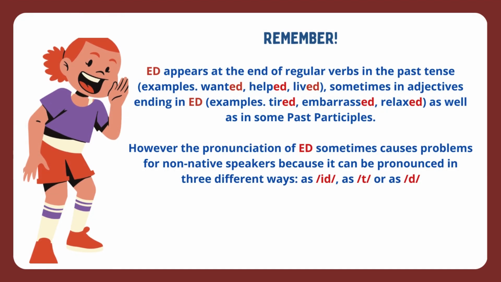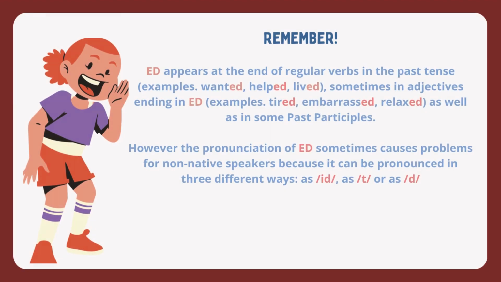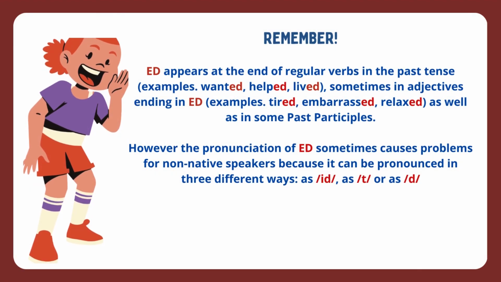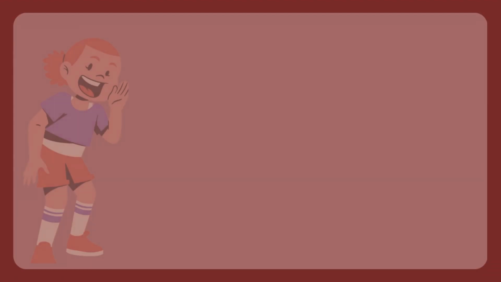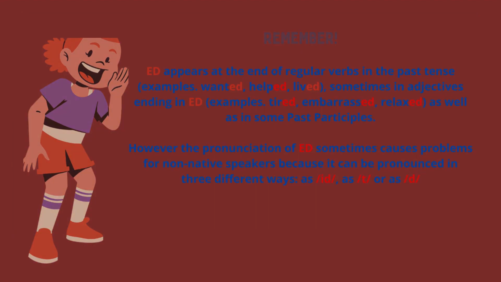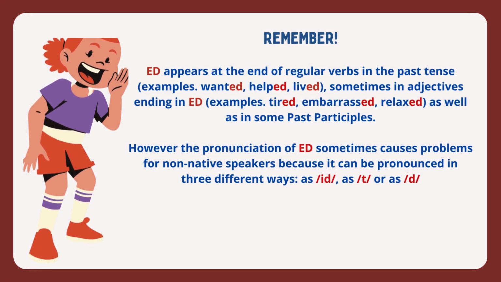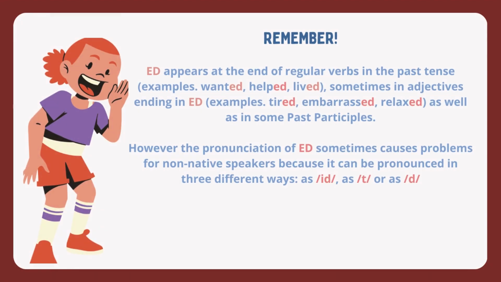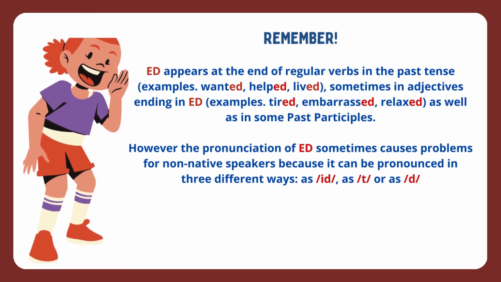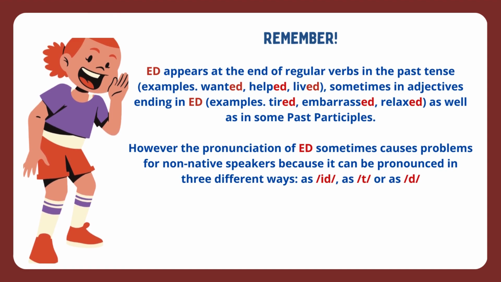Remember, ed appears at the end of regular verbs in the past tense. Examples: wanted, helped, lived. Sometimes in adjectives ending in ed. Examples: tired, embarrassed, relaxed, as well as in some past participles. However, the pronunciation of ed sometimes causes problems for non-native speakers because it can be pronounced in 3 different ways: as id, as t, or as d.